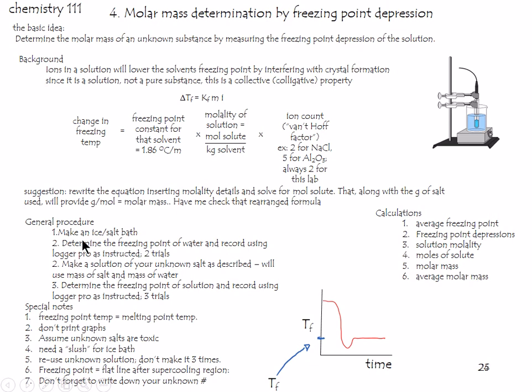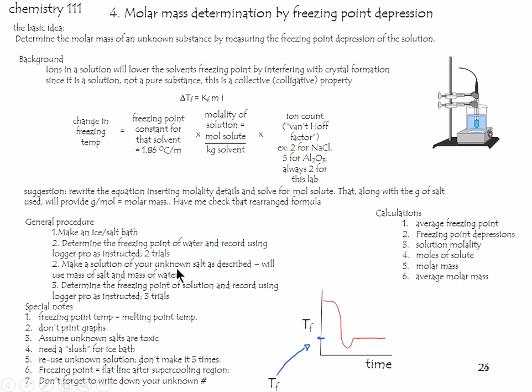Okay, here's the procedure. First, we'll make a nice ice salt bath. After all, we cannot freeze water just by putting ice around it. We need to go below 0. Salt will do that. That, in fact, is a colligative property. Determine the freezing point of water. In other words, let that stuff cool down and freeze. Use LoggerPro. I won't bore you with all the instructions. And take 2 trials to measure the freezing point of water. I'm guessing you'll get about 0 degrees Celsius.